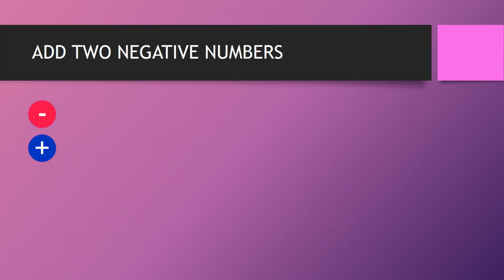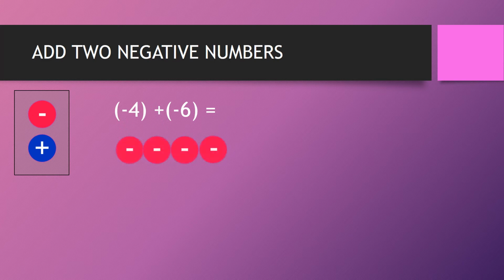We now continue with how to add 2 negative numbers. For example, I'm going to use these operations, negative 4 and negative 6. Remember, the red circle represents the negative numbers, and the blue circle represents the positive numbers. In my addition, I don't have positive numbers. Now what I'm going to do is select 4 red circles and another 6 red circles. How many red circles do I have now?